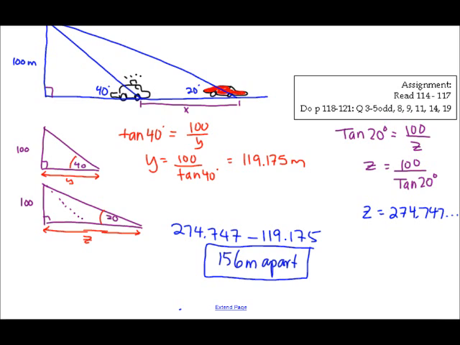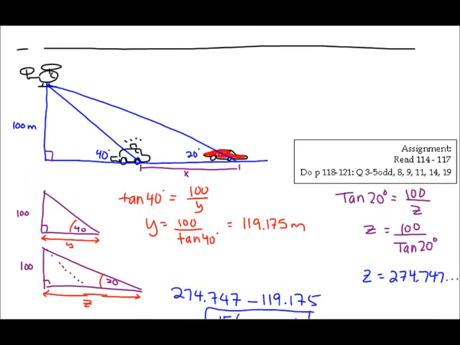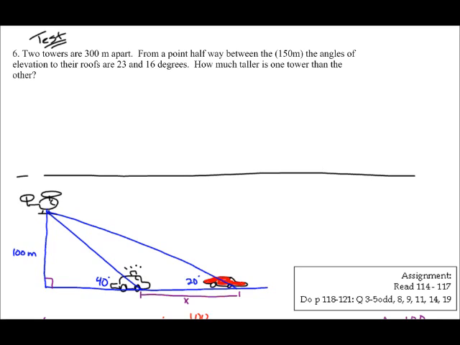I just want to set up this last question really quickly, and then if you'd like to work on your homework, you're welcome to. If you want to actually solve it, you're welcome to. Okay? So that last question here, two towers are 300 meters apart. So we have two towers. They're 300 meters apart. Okay? From a point halfway between them, okay, so halfway between the two towers, that's why it says 150 meters, we have two angles of elevation.